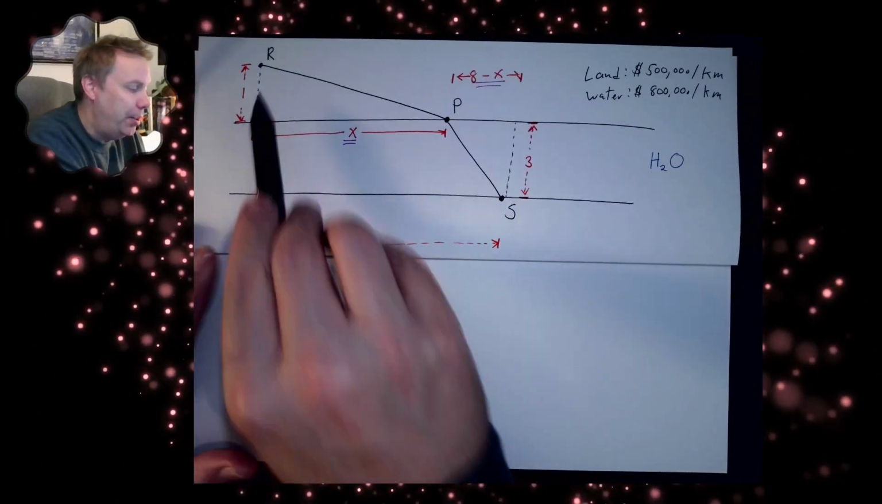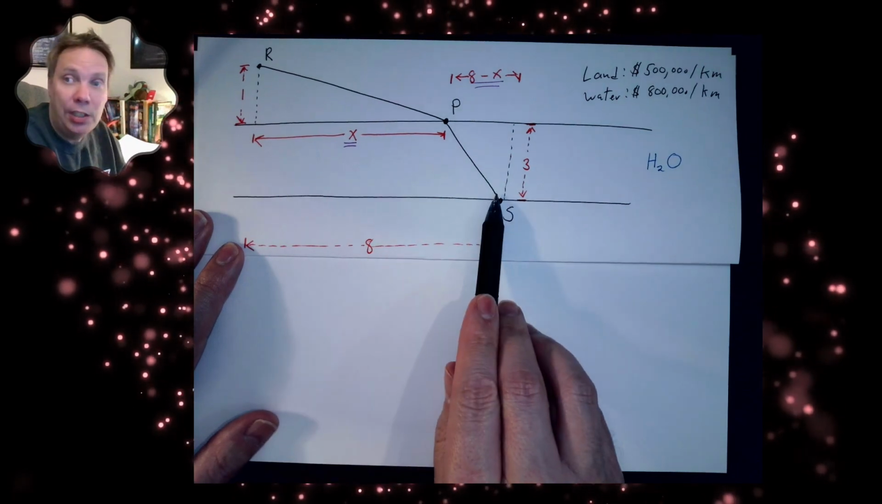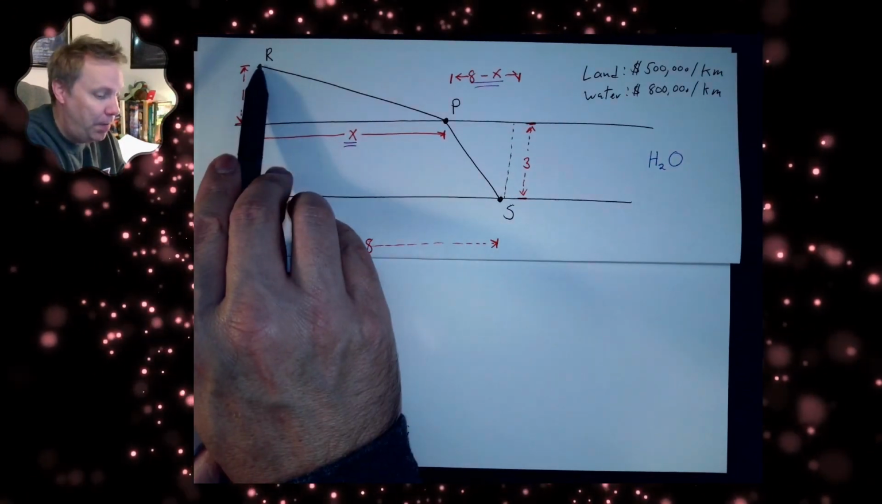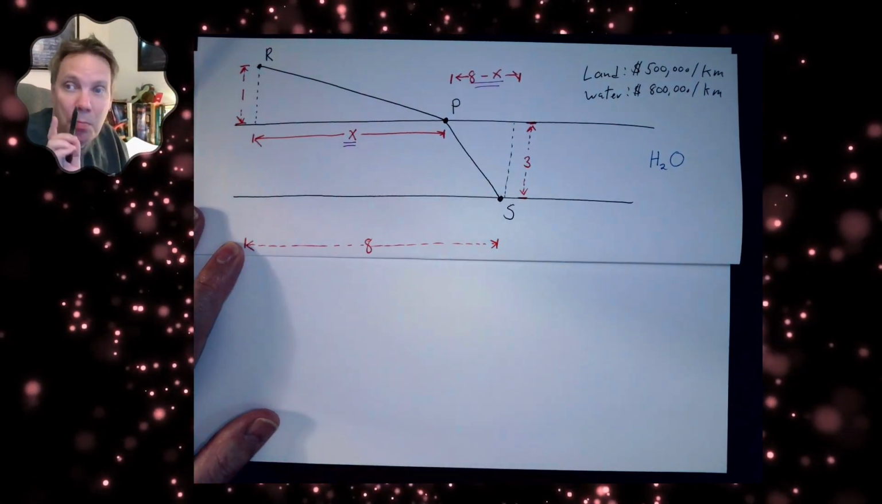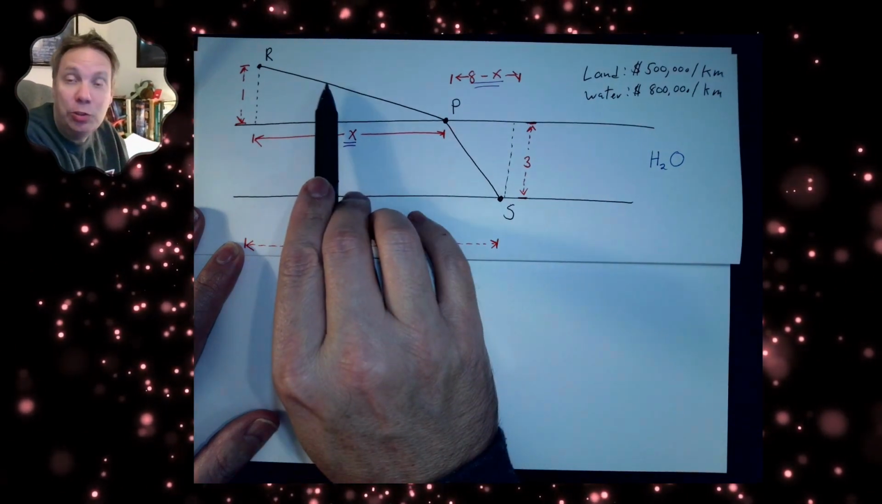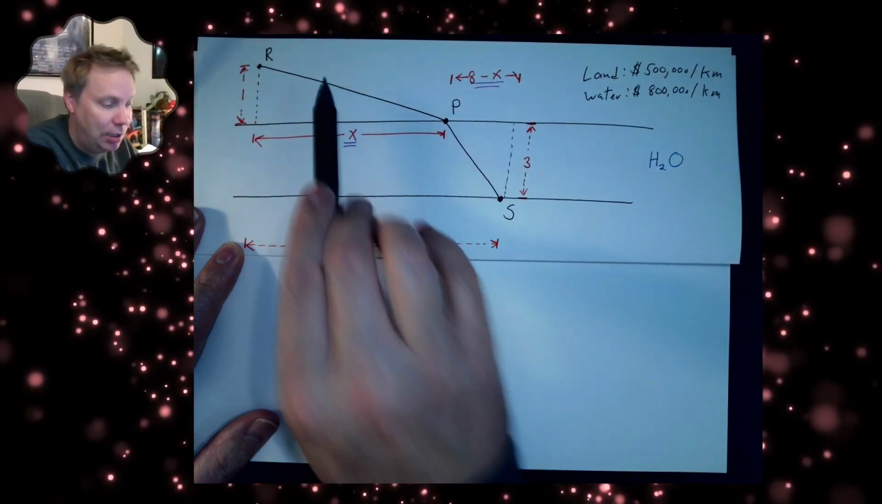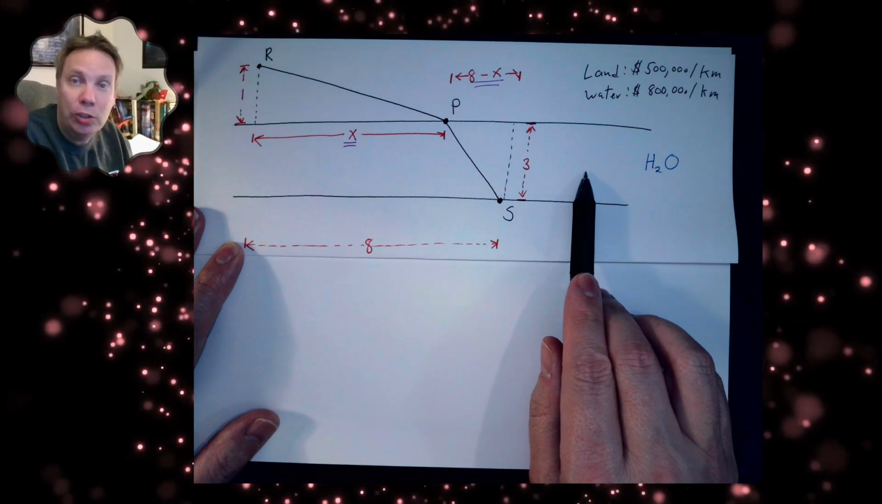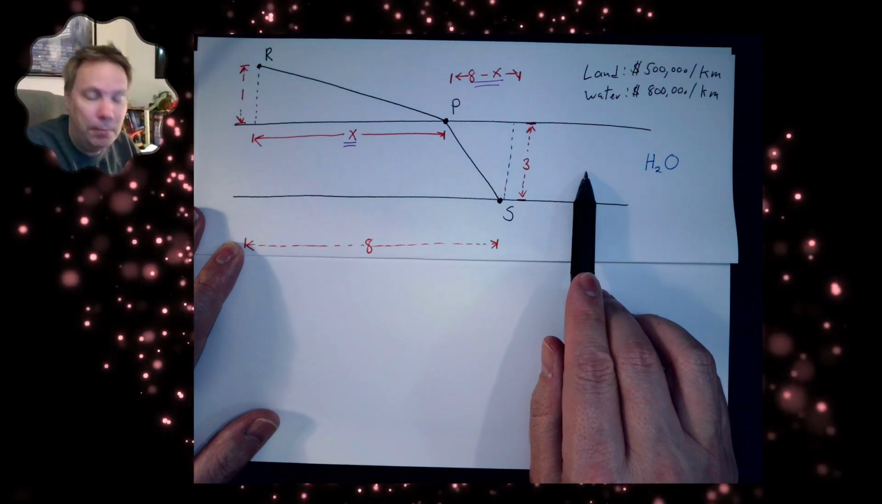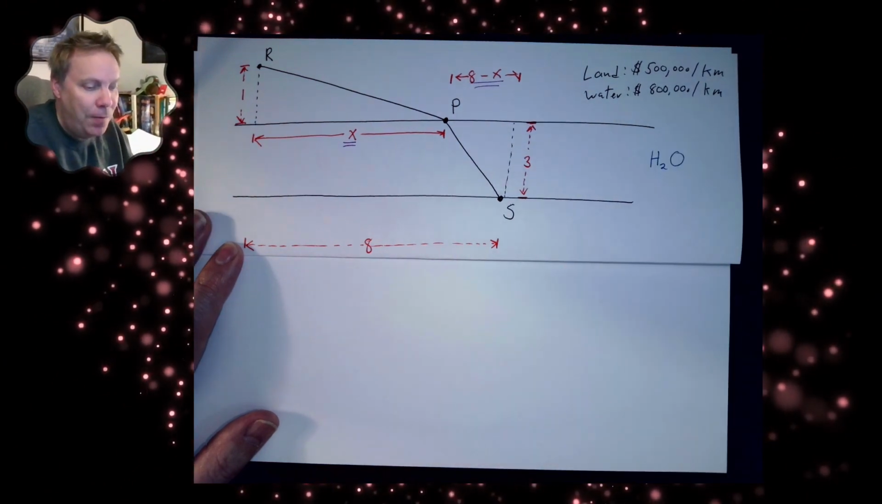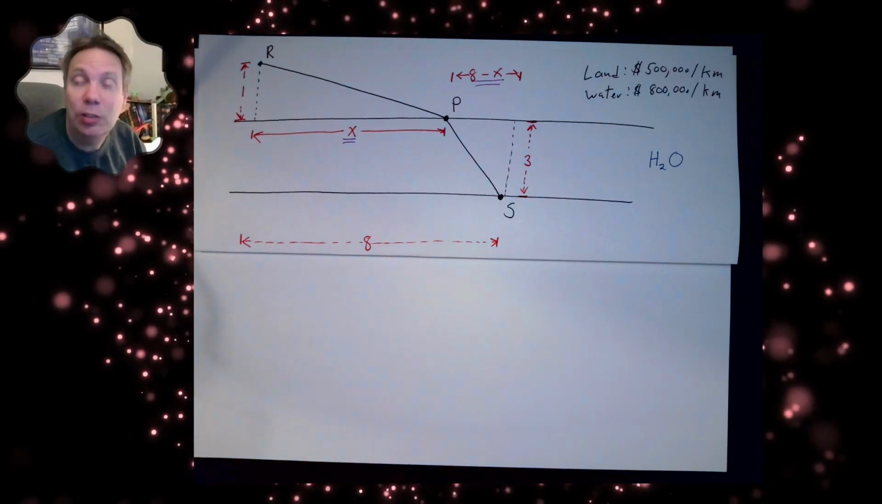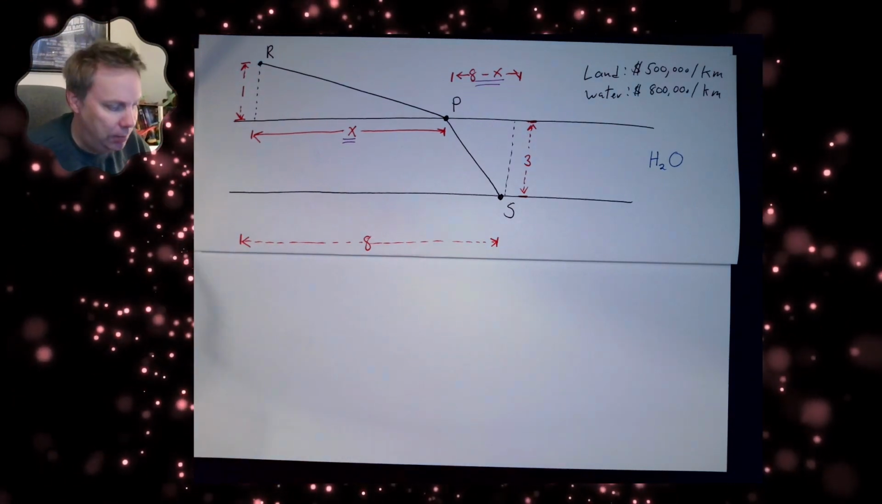I have a refinery, I have a storage tank, and I want to run a pipe from the refinery to the storage tank. But it's a different cost to construct the pipe over the land compared to constructing the pipe in the water. And in fact, I have a $500,000 and $800,000 per kilometer cost.